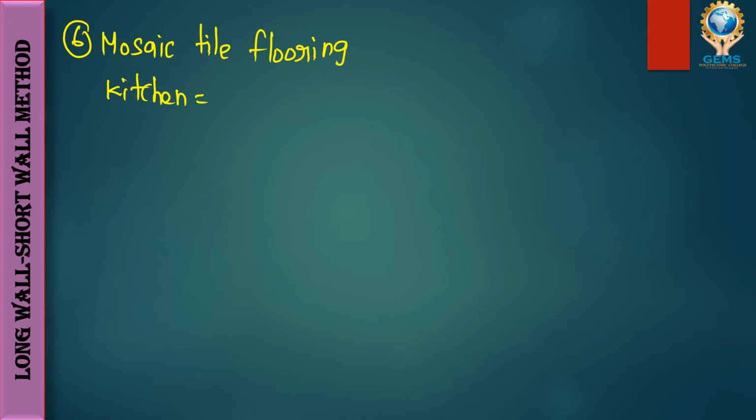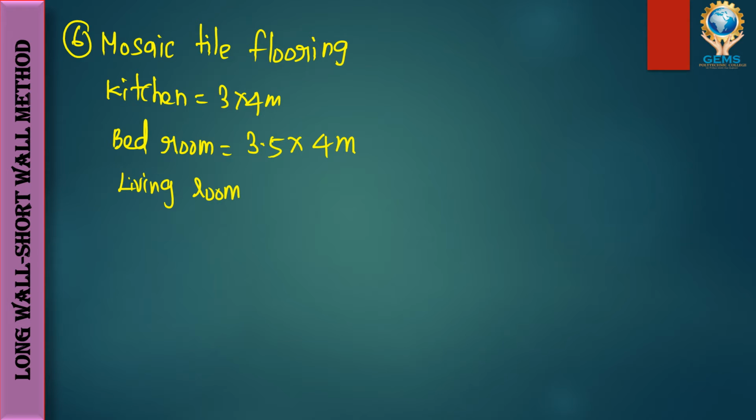For the kitchen, the dimension is 3 by 4 meter. Then the second one is for the bedroom. For the bedroom, the dimension is 3.5 by 4 meter. Then the third one is for the living room. For the living room, the dimension is 4 by 3.5 meters. So these are the dimensions, and using that we can easily calculate.